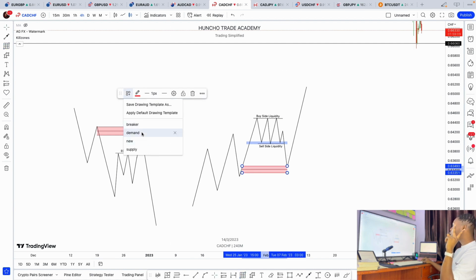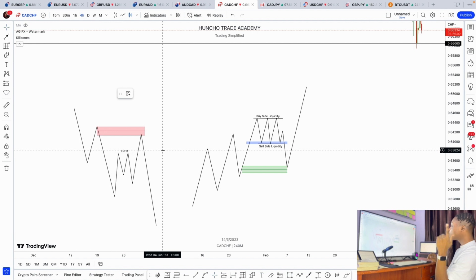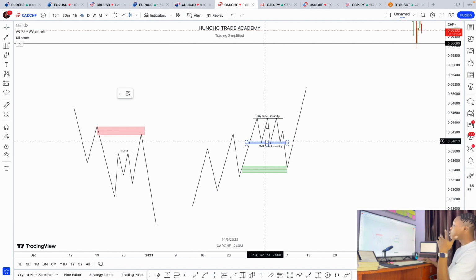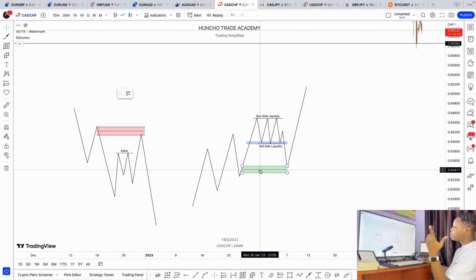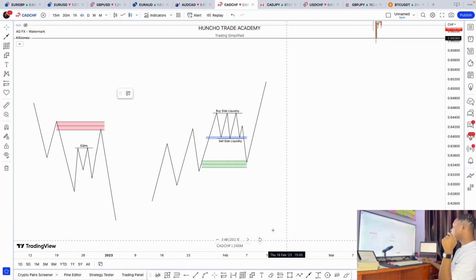So we've talked about two types of order block, two types of liquidity inducement theorem now. We've talked about the equal highs and equal lows, which is also sell side and buy side liquidity. Then we have the trend line liquidity, right? We have the trend line liquidity.